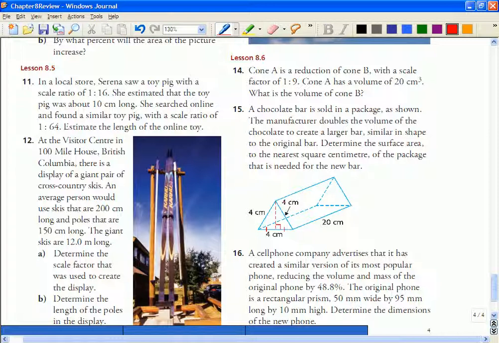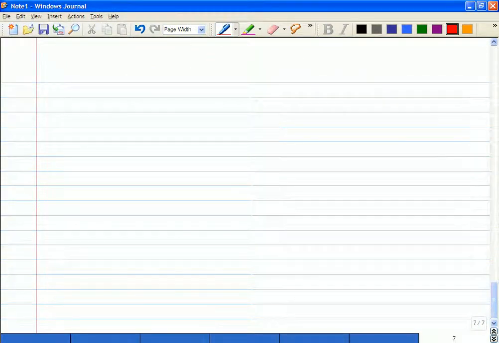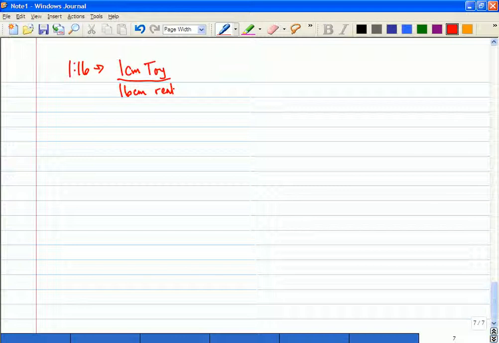Okay, it sounds like people might need a hand with this. Let's give it a try. So I'll show you one way that you could do this. It's probably the way I would expect most of you to start. 1 to 16, that means, say, 1 centimeter in the model. Well, I guess it's a toy. Let's call it the toy. Is 16 centimeters in the real world. So the pig or whatever we're looking for.